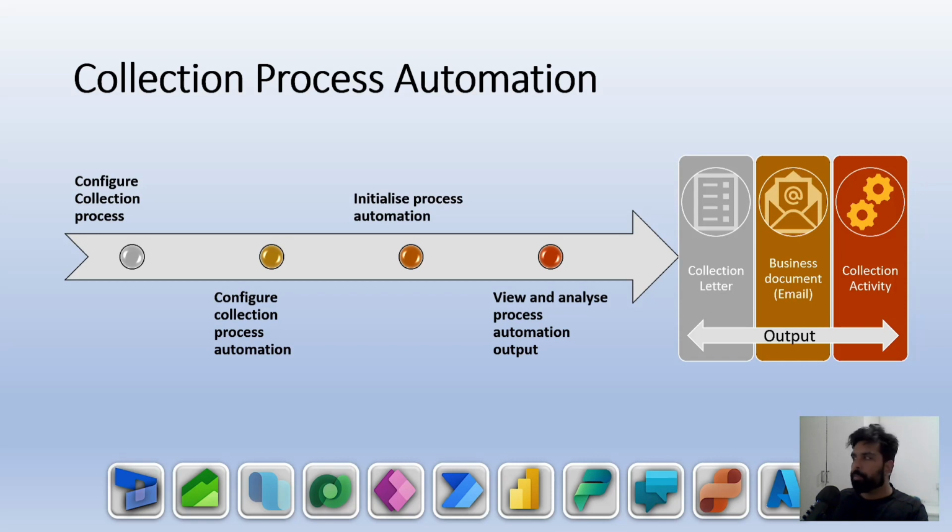Now, what are the possible outputs? There are three different types of output which are possible. Either you will be generating the collection letter as a result of this whole automation process, or you will be generating some business document, for example the email, or you will be generating a collection activity as a result.